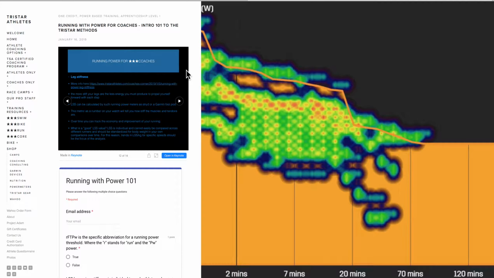Leg stiffness. This is not like tight legs or tight muscles or anything like that. As I mentioned before, it's a calculation, an actual value that's calculated, called LSS, leg stiffness. And the more stiff your legs are, the less energy you must produce to propel yourself forward with each step. So we get leg stiffness from doing things like hill repeats in running, squatting, dynamic power motions in the gym, and different things that make our muscles able to use a combination of fast twitch and slow twitch muscles to propel us forward.